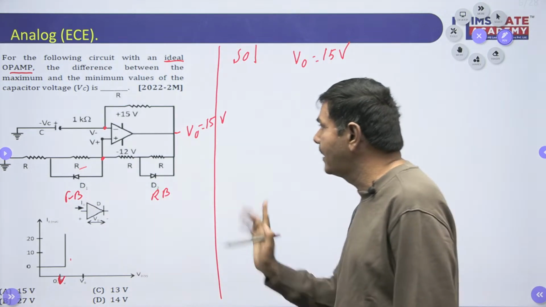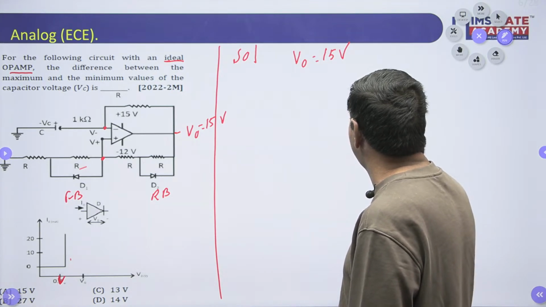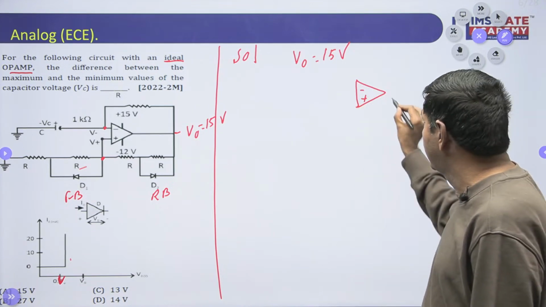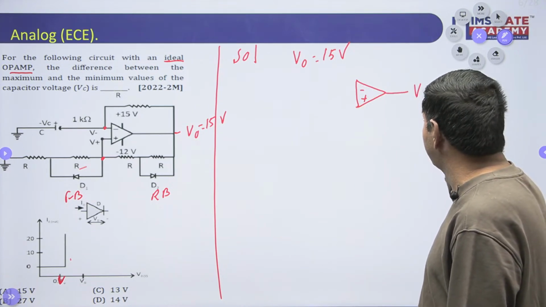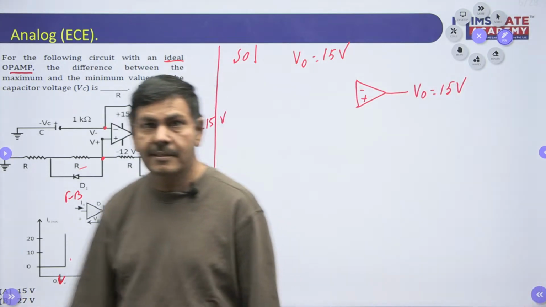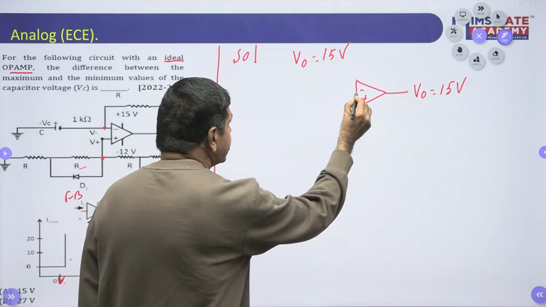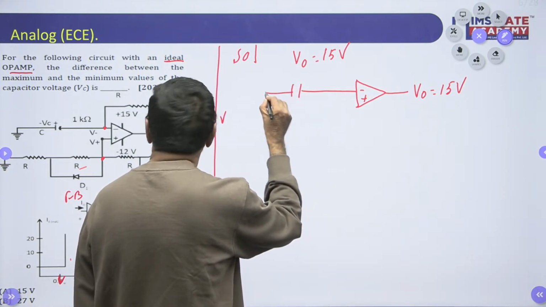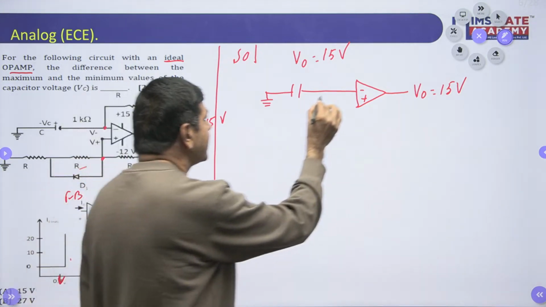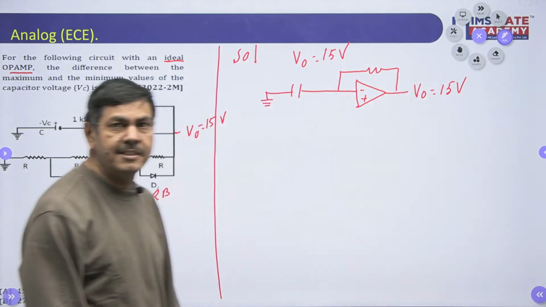So I can draw the diagram first like this. There is an op-amp. Here I take V naught equal to 15 volts. This is the 15 volts I have taken. On this side, the voltage across the capacitor is required. This is the voltage I want. There is a resistor, but its value is not required. There is some resistance here.